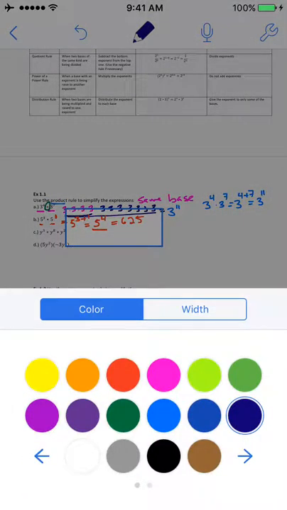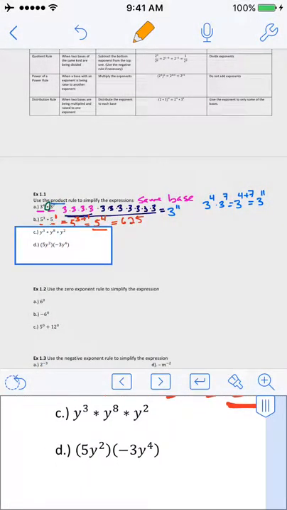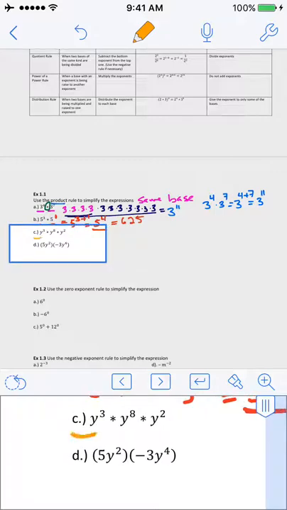I don't know why I'm favoring this blue today. This one, now we have variables, but remember, a variable is just a number we don't know yet. So they follow all the same rules. Variables, big numbers, they don't change anything about the rules. So all we have to do is check, do we have the same base? Looks like we do. They're all y's in this situation. Yes, there are 3 of them, but they're all being multiplied. So the product rule can be applied twice.